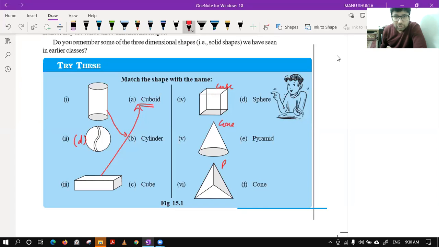This is your pyramid. Please name the pyramid. What is the name of this pyramid? Can you name this pyramid? We all know that to name a pyramid and prism, we have to see the bottom. What is the bottom of this pyramid?